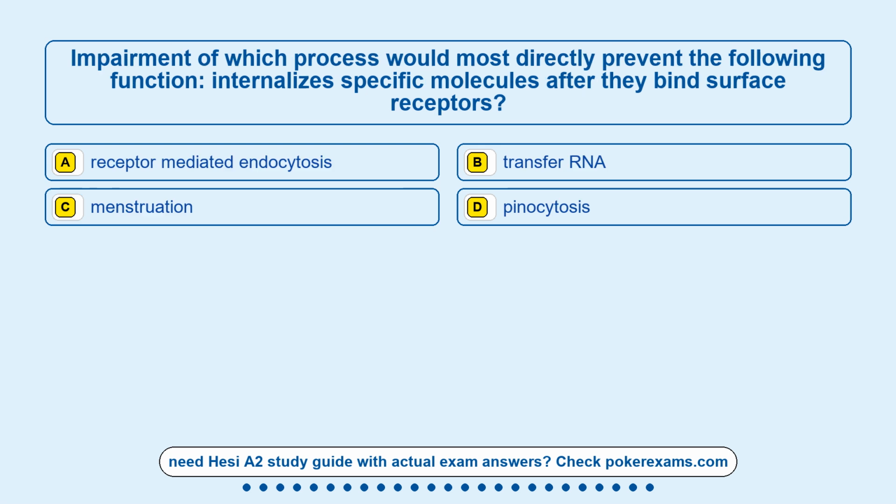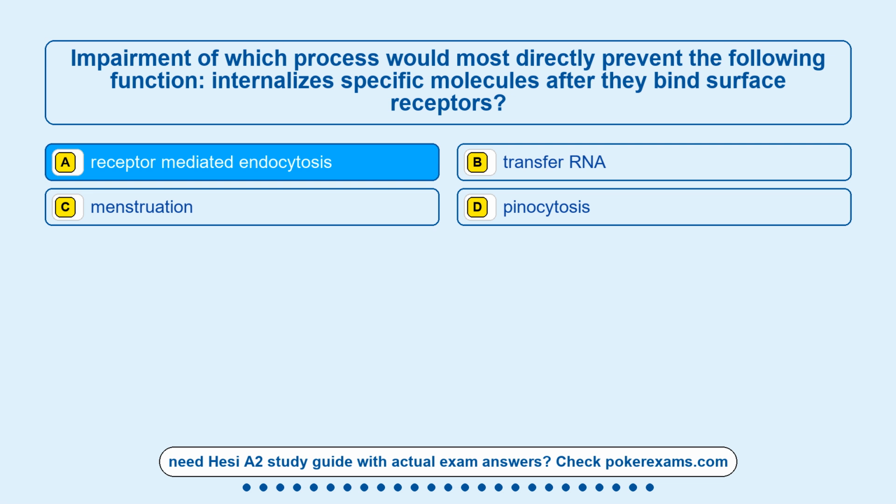Question 16. Impairment of which process would most directly prevent the following function? Internalizes specific molecules after they bind surface receptors. Option A, receptor-mediated endocytosis. Option B, transfer RNA. Option C, menstruation. Option D, pinocytosis. The correct answer is option A, receptor-mediated endocytosis.